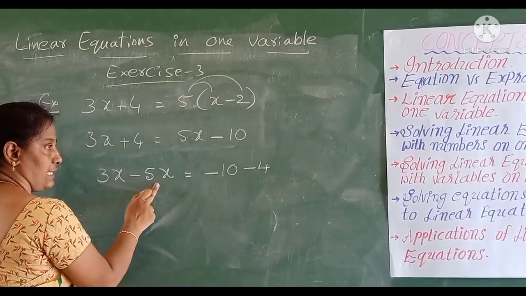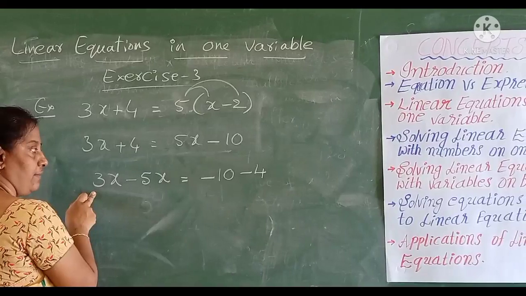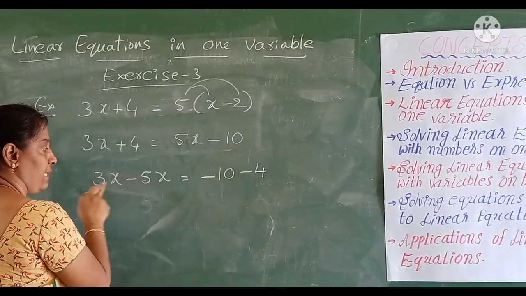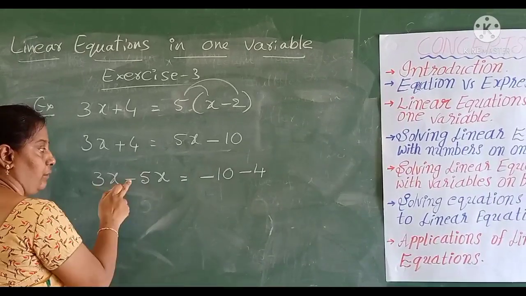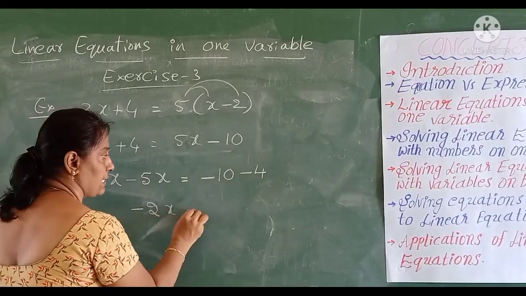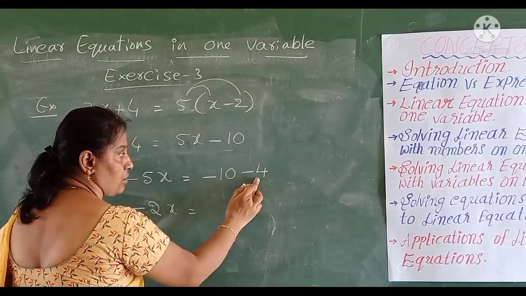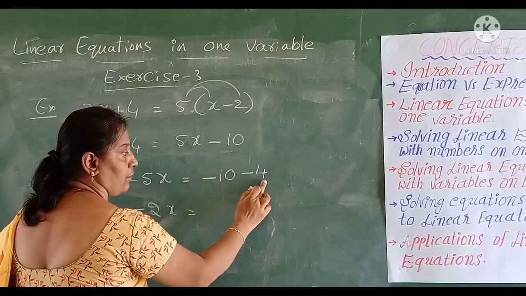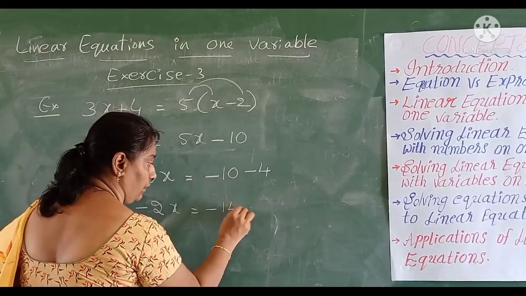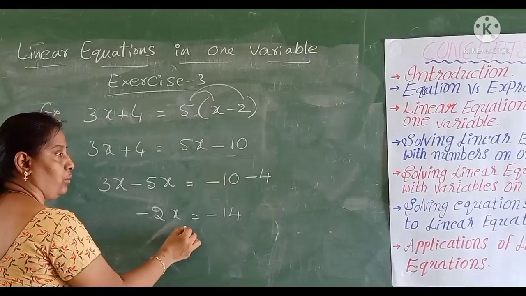So 3x minus 5x: 5x is the bigger one and 3x is the smaller one, so the bigger one's symbol is negative. 5 minus 3 is 2, but we have to keep negative 2 here. Minus 2x is equal to minus 10 and minus 4. Both are the same symbols, so we add 10 plus 4, 14. So we have to keep negative 14. So minus 2x means minus 2 into x.